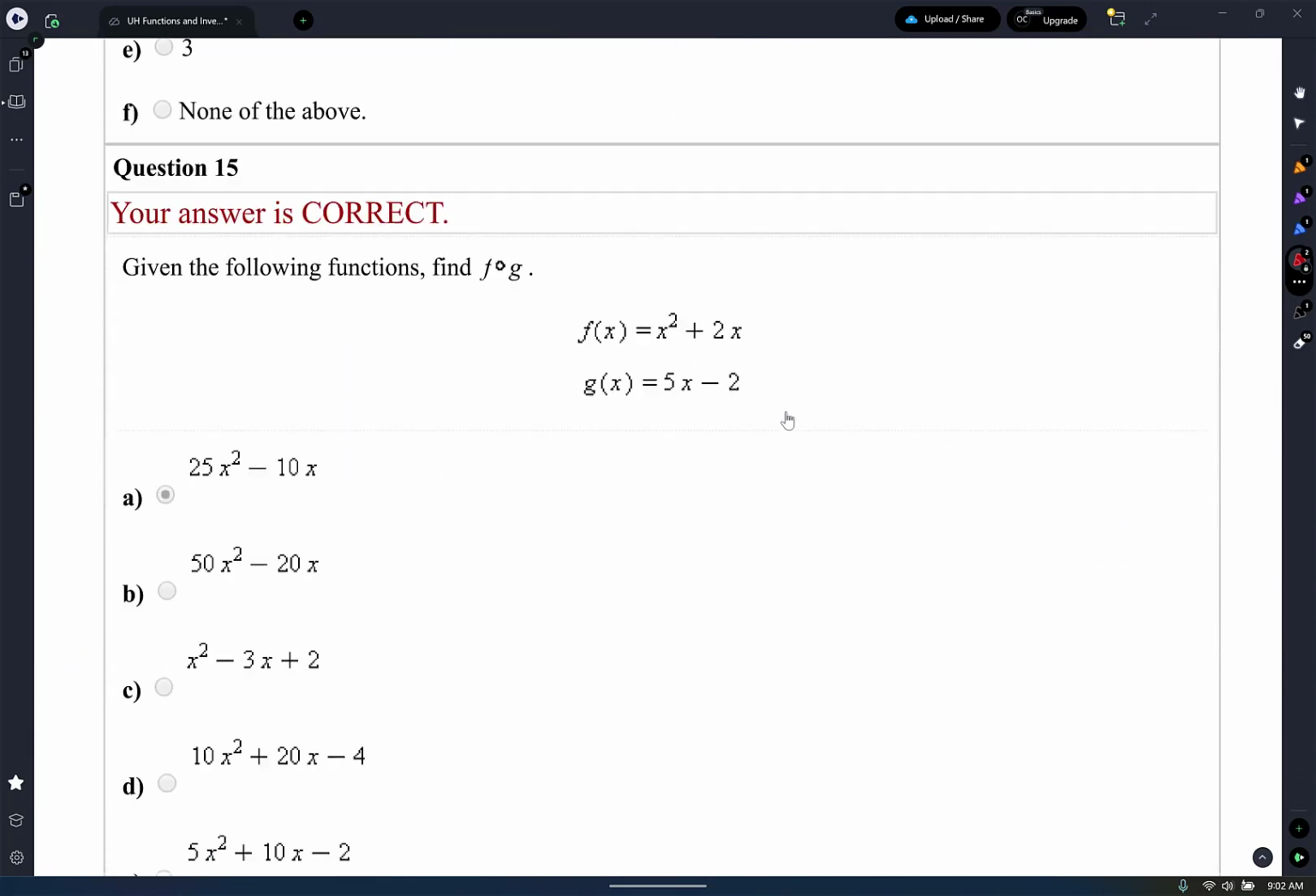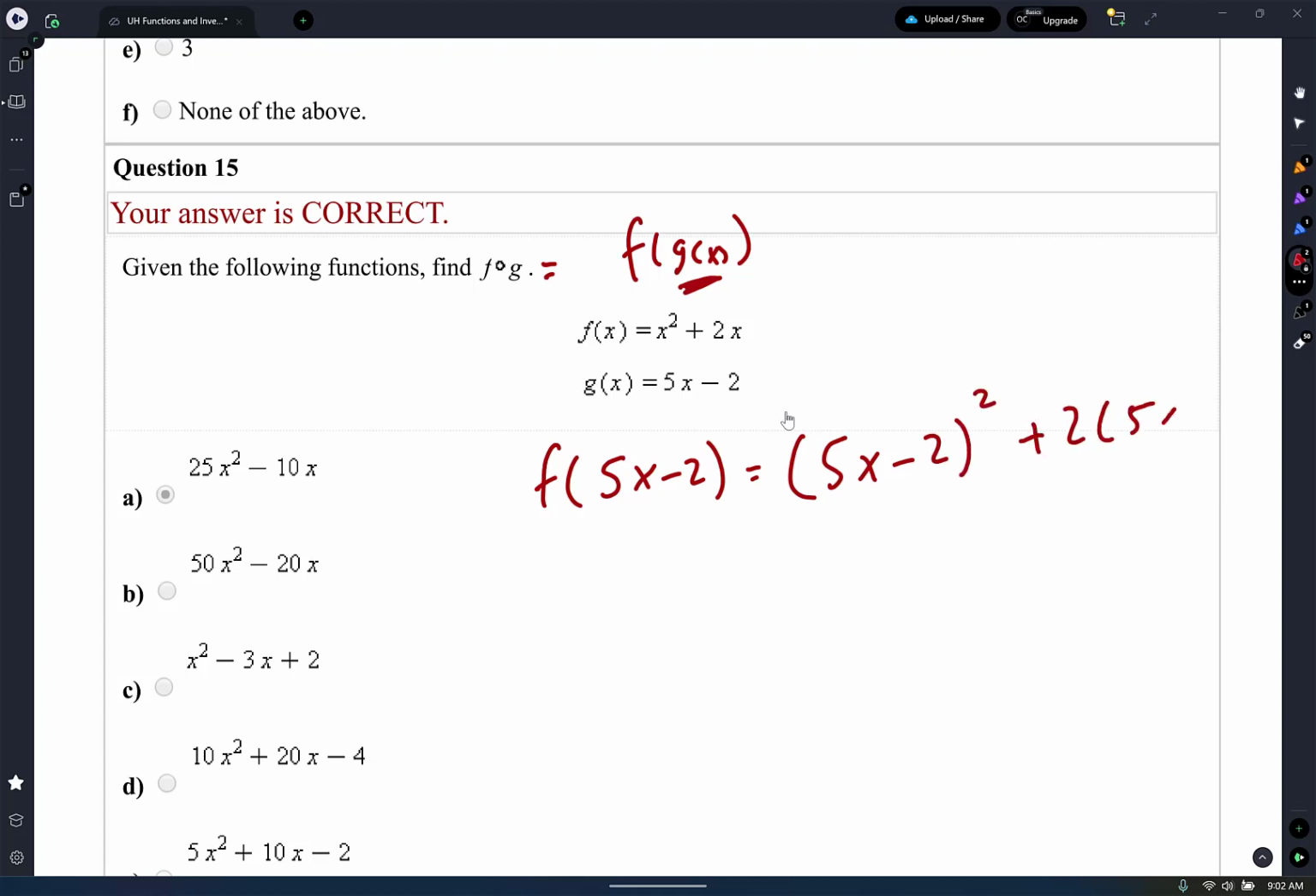Given the following functions, find f composite of g. So this one means f composite of g like this. So that means put the g inside of f. So you're going to write f of (5x minus 2) equals, and now it says x squared plus 2x for f, so you're going to open parenthesis, write 5x minus 2 close it squared plus 2 times parenthesis 5x minus 2 close it. We're going to go slow, so don't worry. You guys ready? Tell me when you guys are ready.